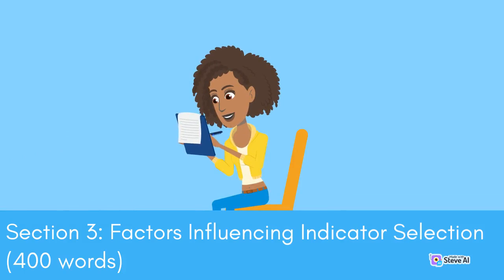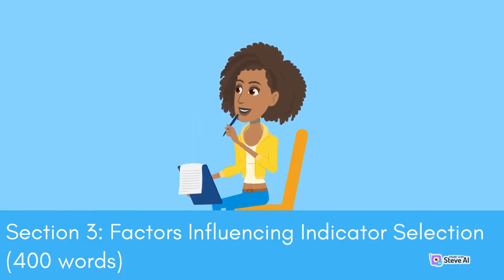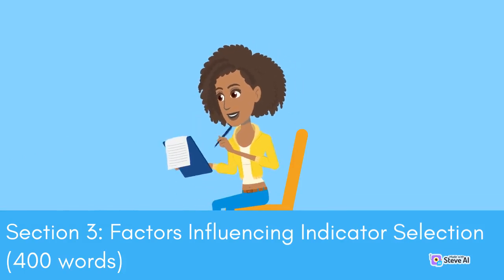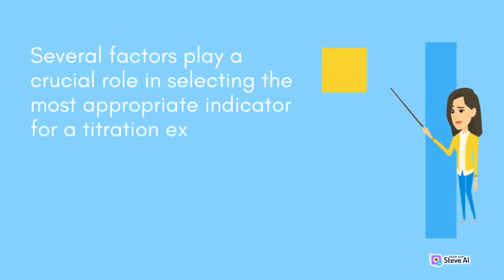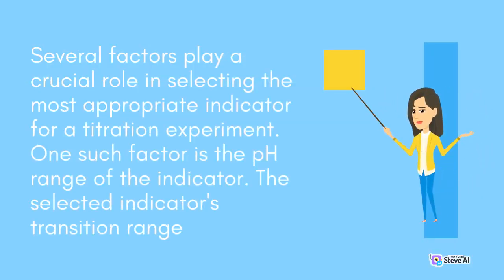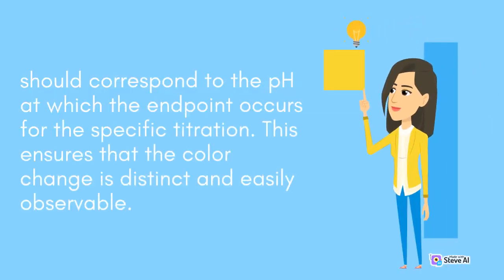Section 3, Factors Influencing Indicator Selection, 400 words. Several factors play a crucial role in selecting the most appropriate indicator for a titration experiment. One such factor is the pH range of the indicator. The selected indicator's transition range should correspond to the pH at which the endpoint occurs for the specific titration. This ensures that the color change is distinct and easily observable.